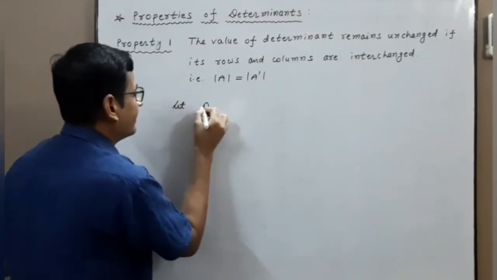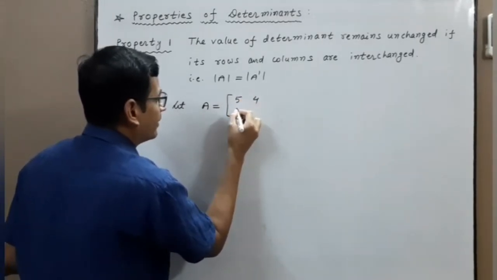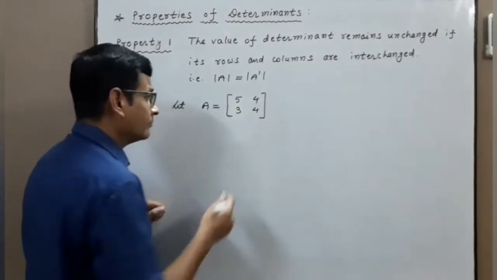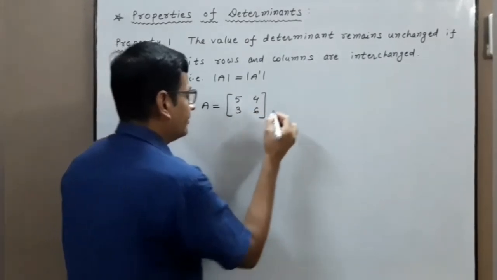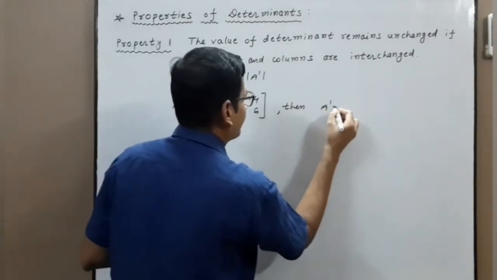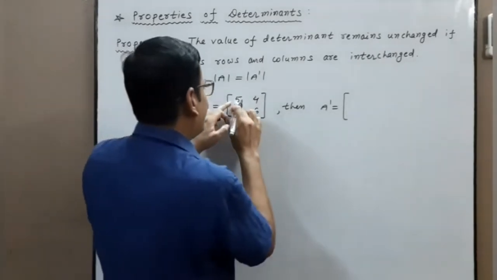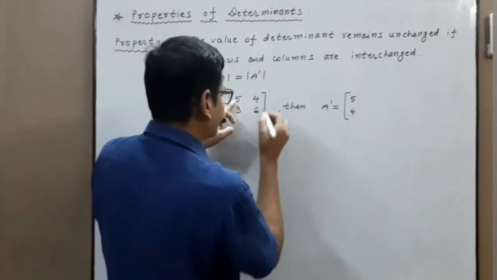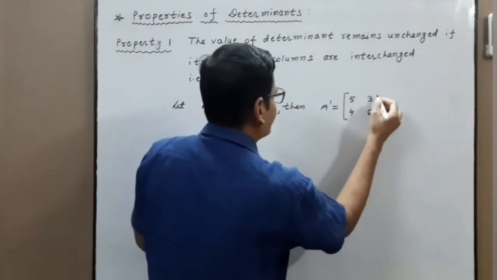Let us consider a matrix A is equal to [5, 4; 3, 6]. Then transpose of A means interchanging its rows and columns. 5 and 4 are in R1, so write in place of column 1. 3 and 6 in R2, write in place of column 2.